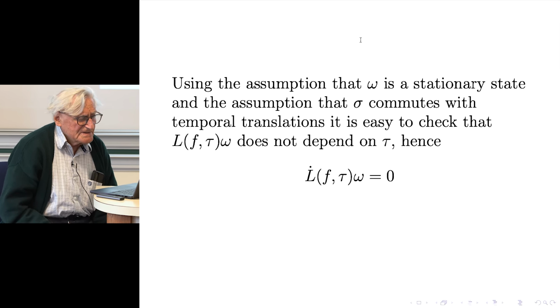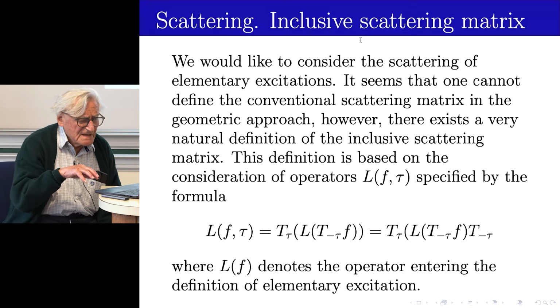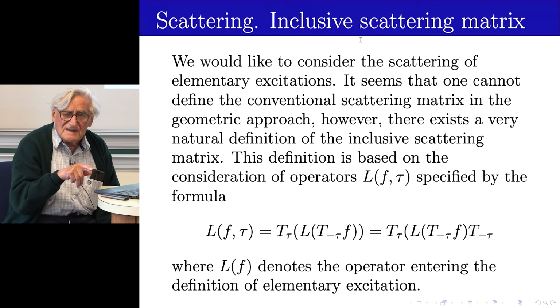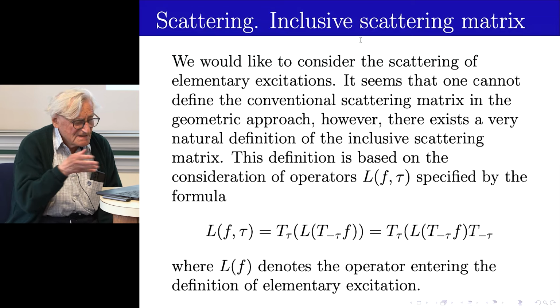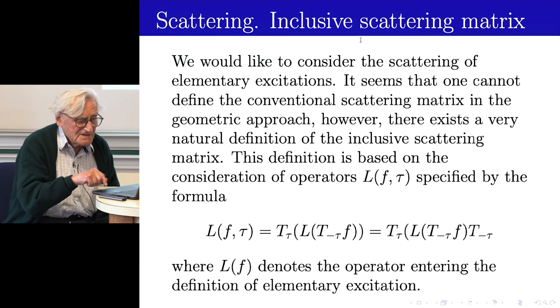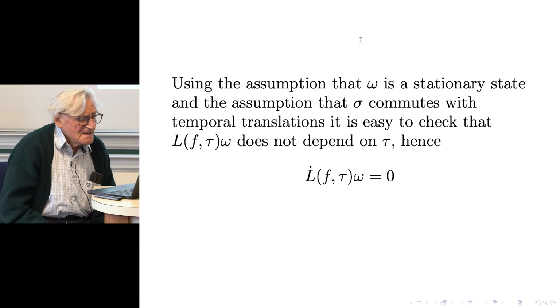Let me go back. I apply this stuff to omega. Then the last factor disappears because omega is invariably stationary. And after that, I have a commutation relation. My elementary states commute with translations, and so by trivial calculations, I will have that L doesn't depend on tau.